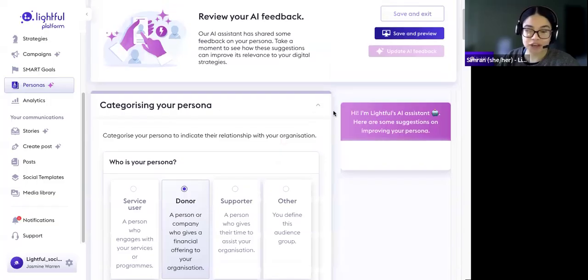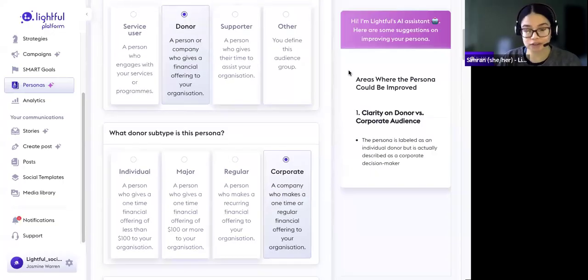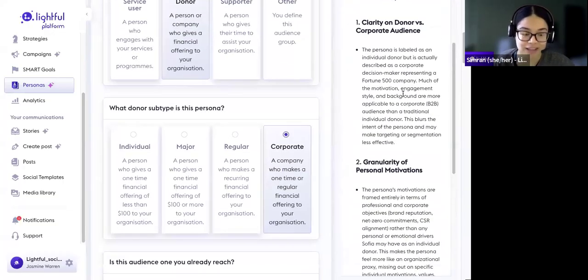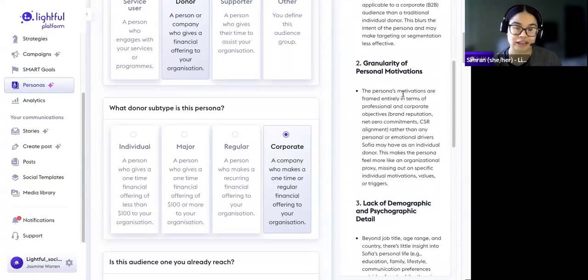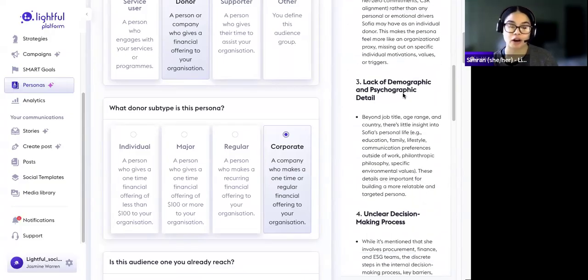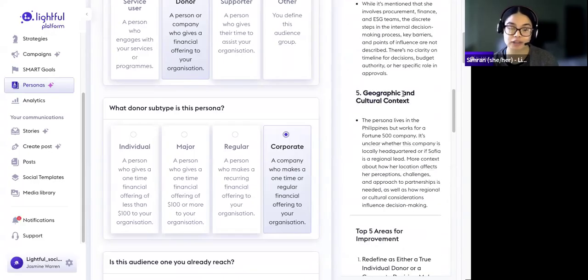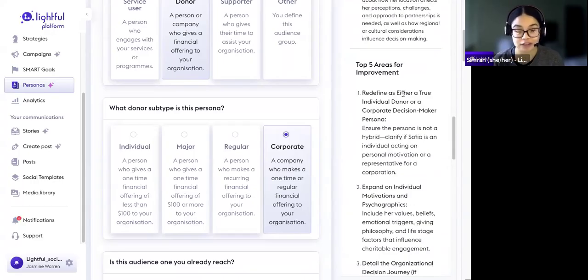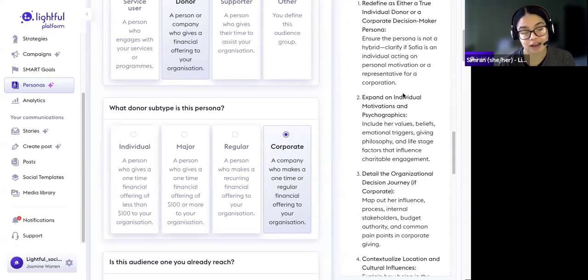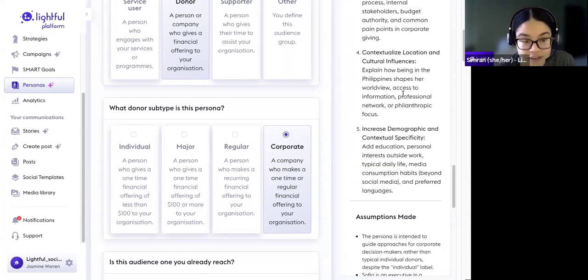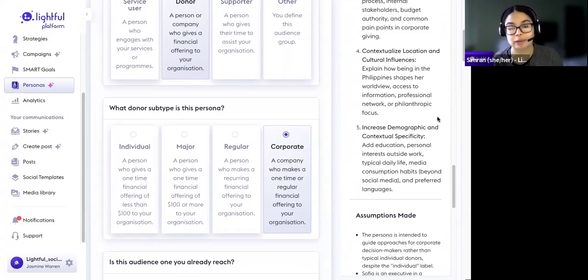And then once it generates it, it will give you some questions and some prompts that you may have not considered before. So when Lightful approaches AI, we're not going to write your whole persona for you until it's perfect, but more kind of asking you questions to think a lot deeper about maybe stuff you may have not considered. For instance, here we can see it's asking us to contextualize the location and cultural influences, such as how being in the Philippines will shape their worldview, and if they're approaching it from another state, continent, what that relation is there.